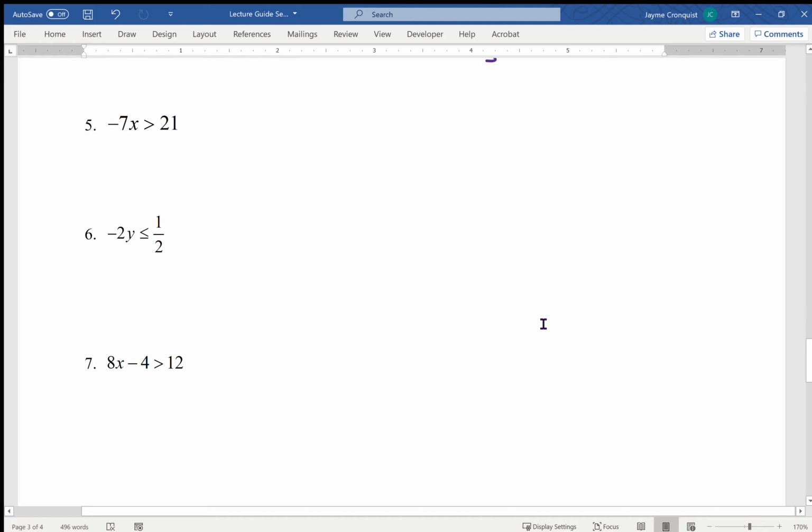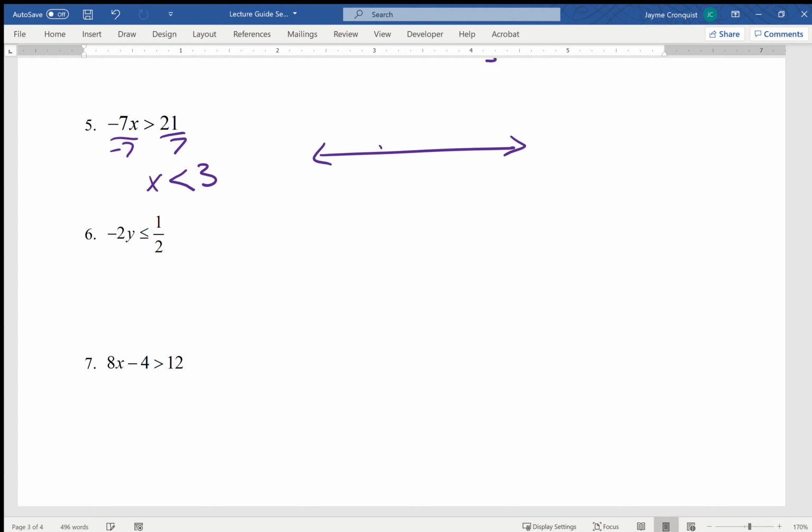All right, now I'm multiplying by a negative. Woo, woo, woo. That's my alarm bell. It's not a great one, but there you go. Negative means I flip the sign if I have to multiply or divide. So here I have to divide by negative 7, which means that x, flip my sign, is less than 3. I know, kind of silly. 0, 1, 2, 3. So x is less than 3, no equal to portion, and there we go.